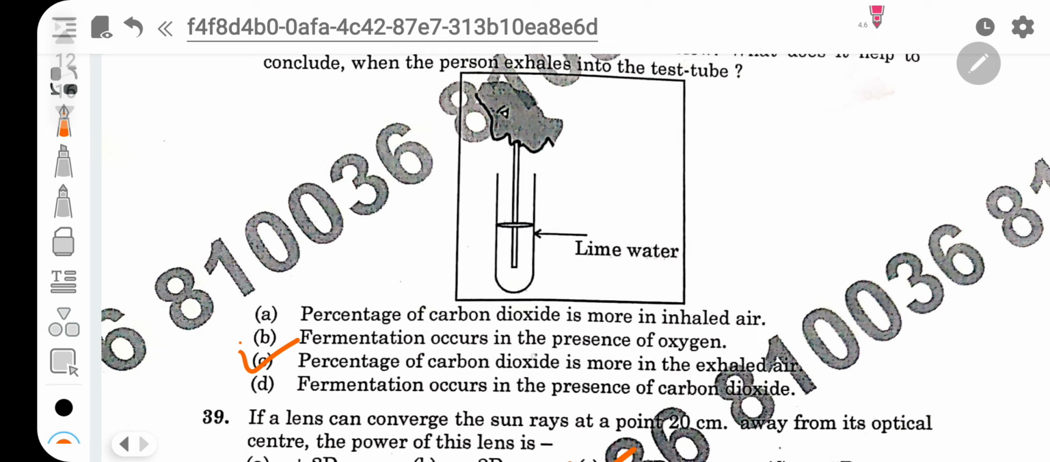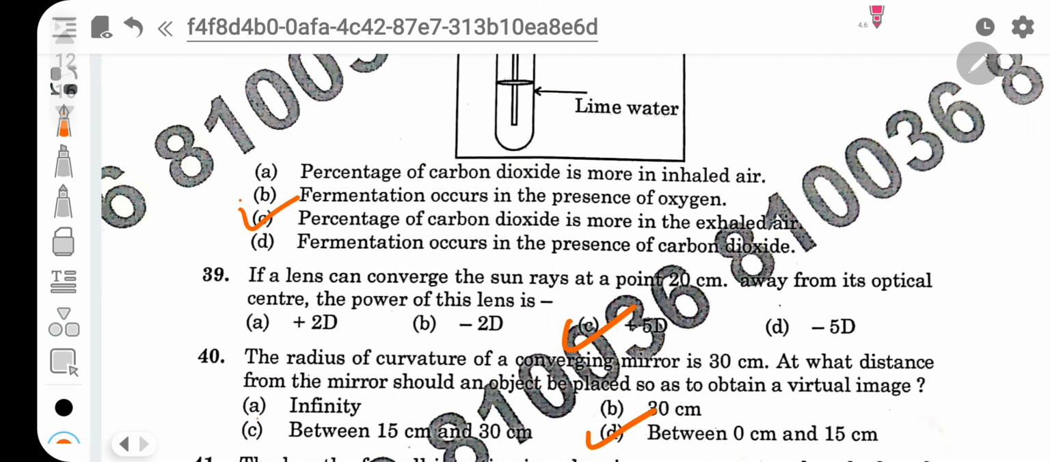Option A states that the percentage of carbon dioxide is more in inhaled gas. We are not inhaling it; inhaled air is the same as normal air. And fermentation occurs in the presence of... no, of course not. There is no relation between that. The other option is also wrong because there is no relation with this. So the percentage of carbon dioxide is more in exhaled air. So this is the true statement.